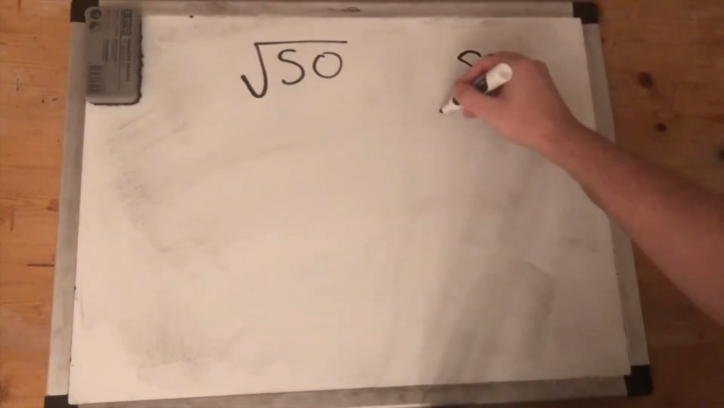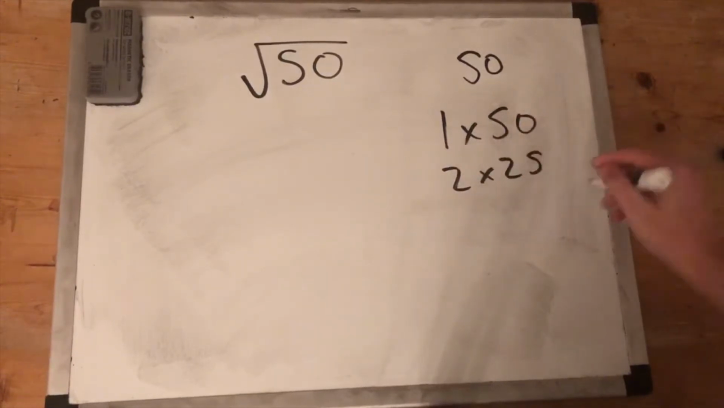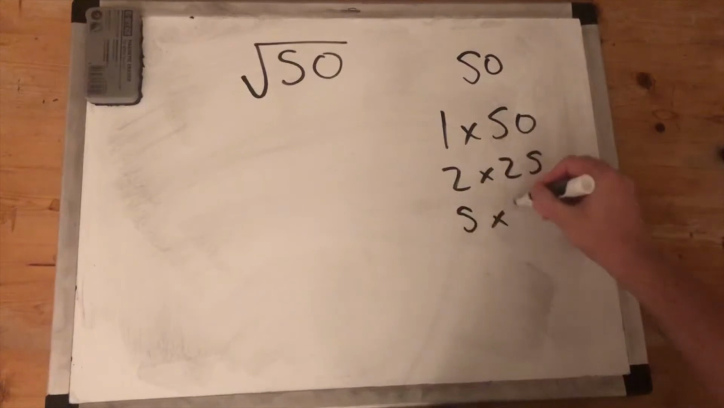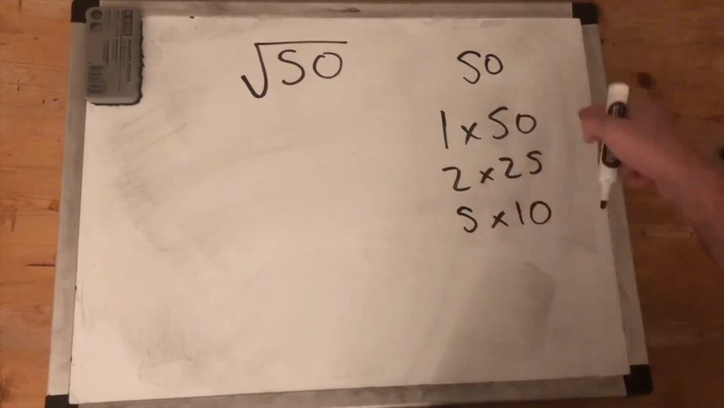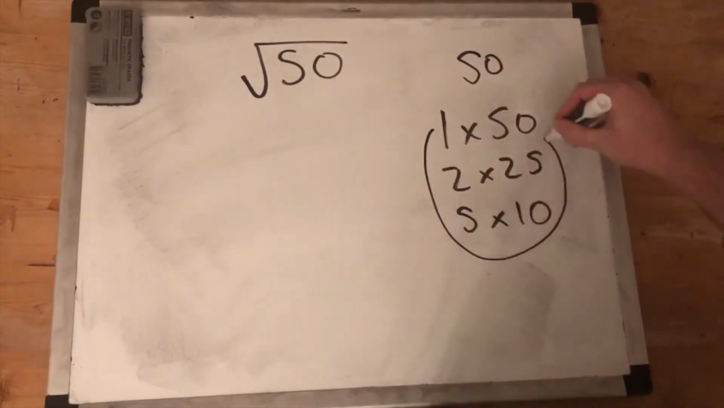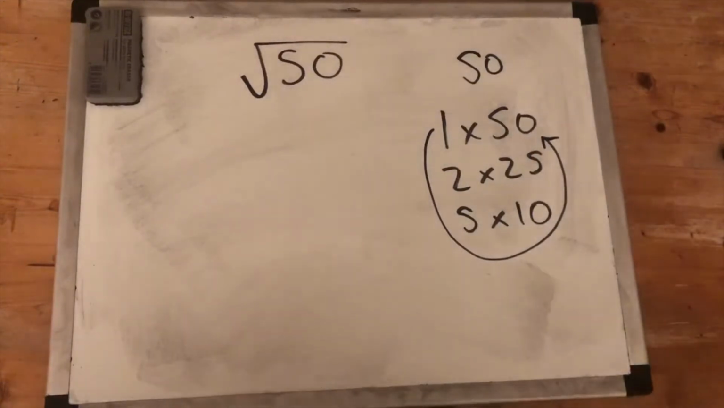50, well, we know it's going to be 1 times 50. The next number, 2, 2 times 25. 3, not a factor. 4, not a factor. 5 times 10. 6, not a factor. 7, not a factor. 8, not a factor. 9, not a factor. 10, we've already got. Do the arrow to check we've got them all. Fantastic. So these are the factors of 50.